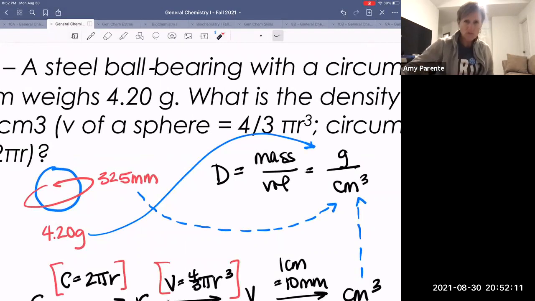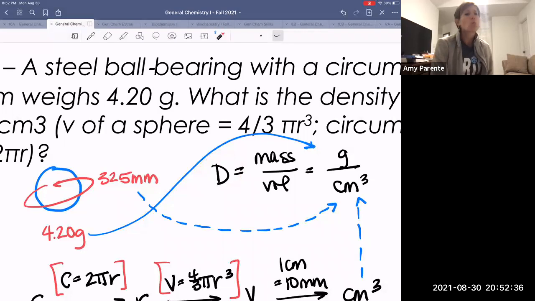So here's my little sphere that I have here. My little blue sphere has a circumference of 32.5 millimeters. Circumference is like the equator, it's all the way around. And I know that it weighs 4.20 grams. So the problem is asking me, what is the density?